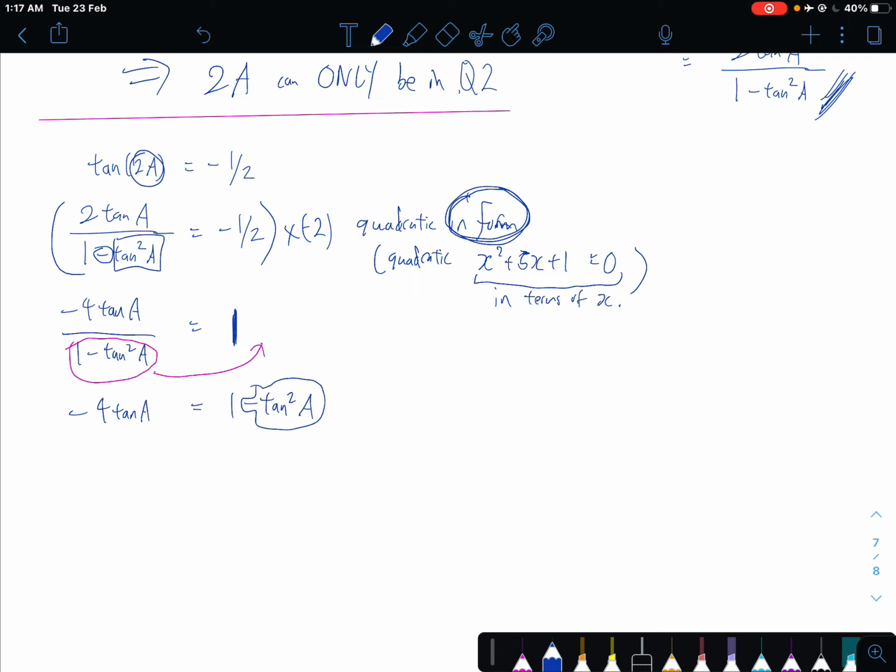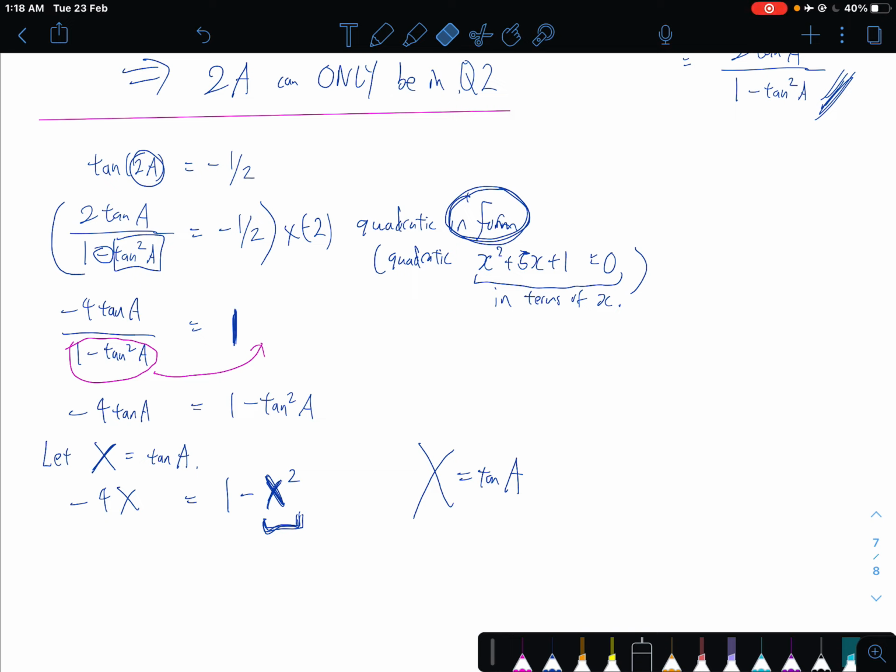At this stage, maybe it would be smarter if I make a clever substitution. I let capital X equal tangent of A. A previous video I did something similar. So what I'll get is minus 4X equals 1 minus X squared. So now I have a quadratic, right? X squared, quite obvious already. It's a quadratic in form. Of course, this is a capital X, I'm not using curvy x. I'm using a capital X, which represents tangent of capital A. Later on, we need to substitute the capital X back with tangent A in order to solve for A.